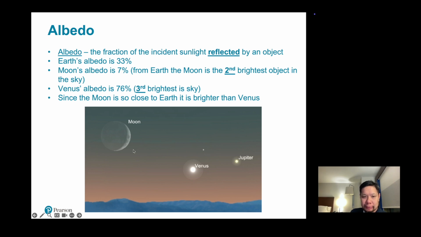If the moon were not so close, it wouldn't be so bright, and Venus would be the brightest thing in our sky. And Jupiter is actually out there too. On good days, you can see Jupiter, and sometimes Saturn, and all that is called albedo.